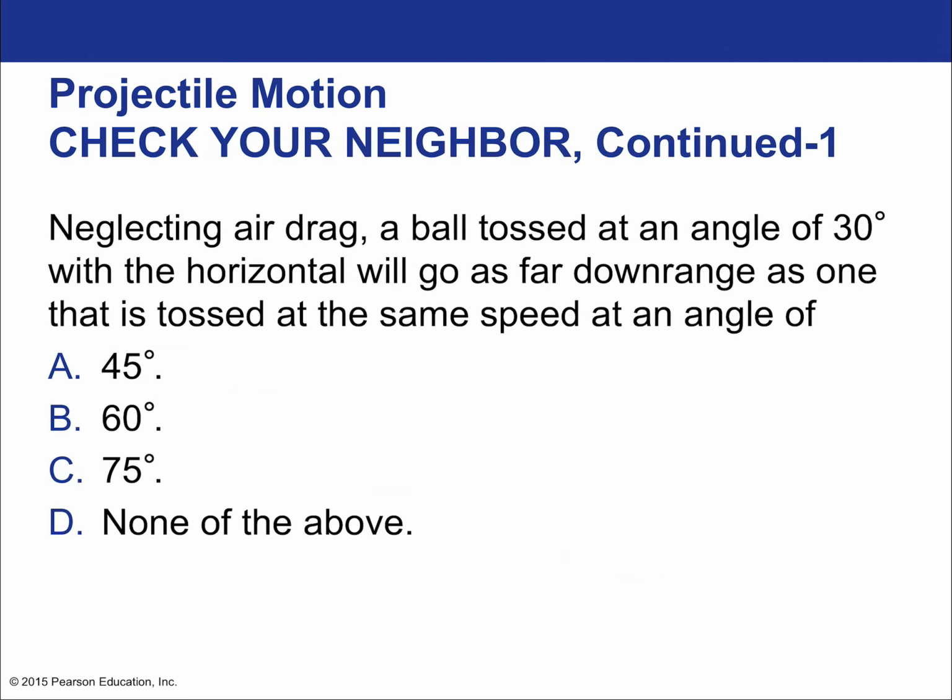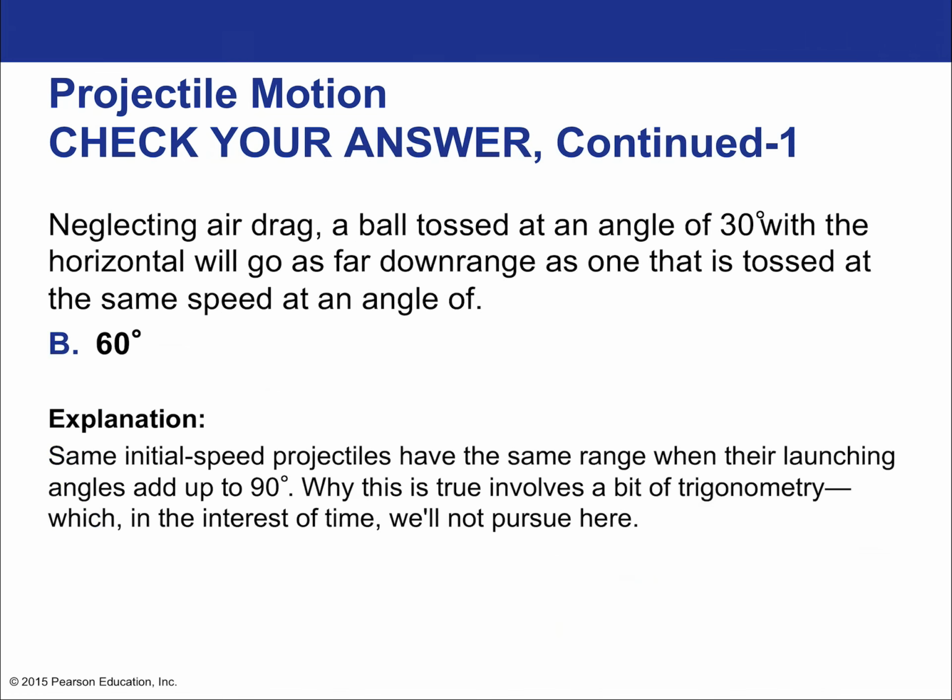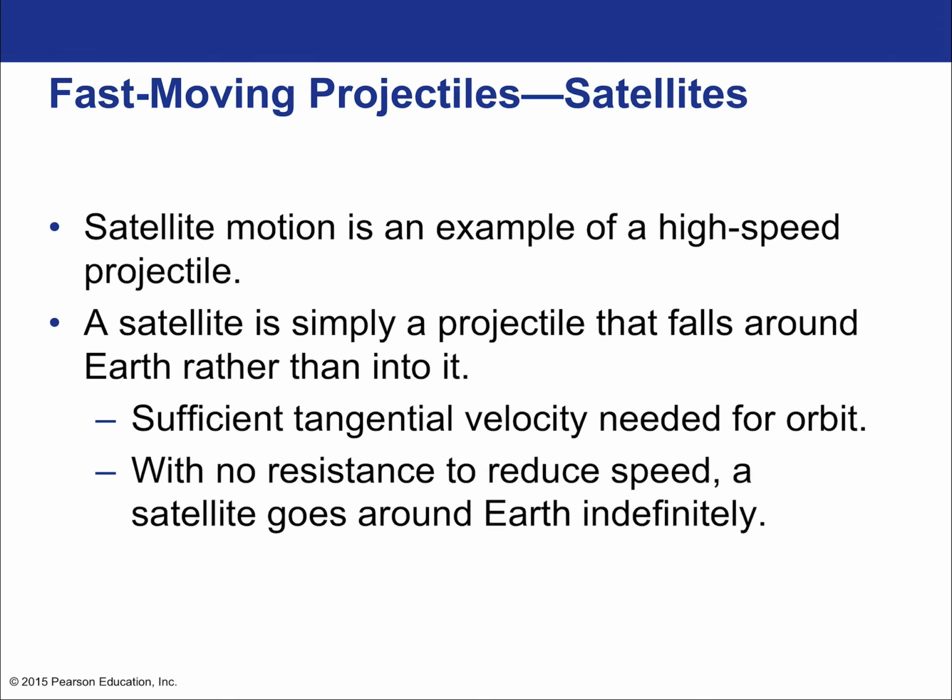So neglecting air drag, a ball tossed at an angle of 30 degrees with the horizontal will go as far downrange as one that is tossed at the same speed at an angle of, if you're paying attention, you know this one, 60. Because 30 and 60 sum to 90. That's how you can always find the other angle that achieves the same range.